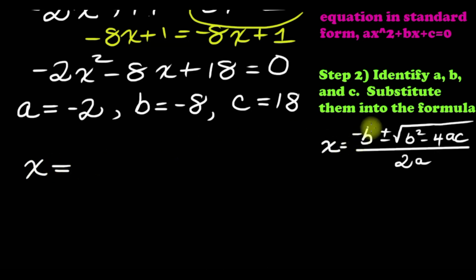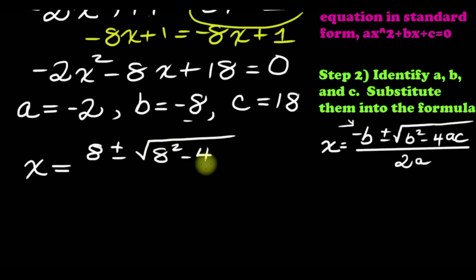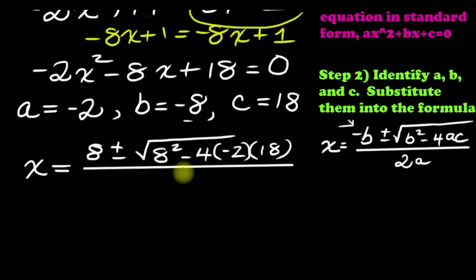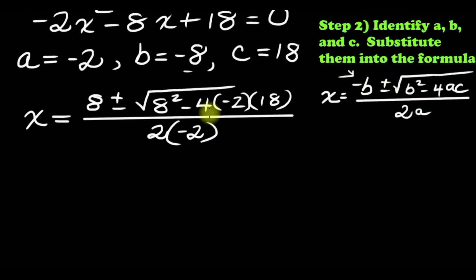So the first one is the opposite of B. So the opposite of B is the opposite of negative 8. That's going to give you positive 8. Then you have plus or minus the square root of 8 squared minus 4 times A, which is negative 2, times C, which is 18. That whole thing is over 2 times A, so that's just going to be 2 times negative 2. Okay, so that's step 2. You plug in your A, B, C. And then step 3 is to simplify.